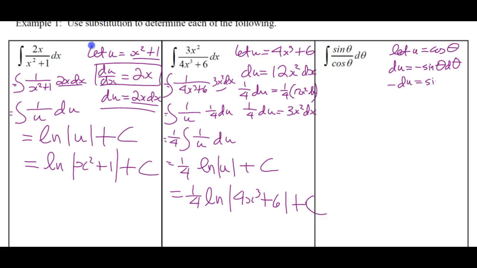So if I make this sine theta d theta, then I'm going to make this a negative du. So you can see now the sine theta d theta can be replaced with negative du. Make sense? So basically what I want to do at this point is match this. So now I go the integral of, okay, so the cos theta, that's 1 over u. This sine theta d theta becomes negative du.